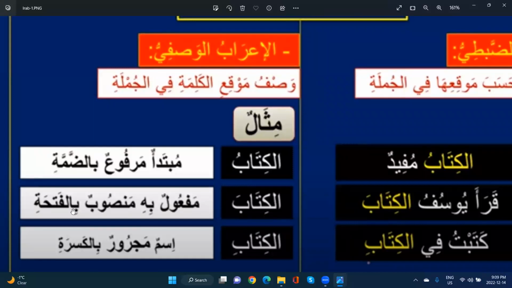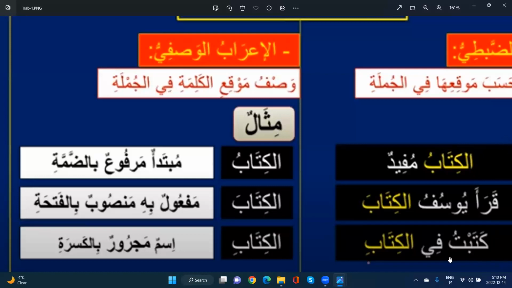Okay. Now don't say this all the time, because it's only marfu' with dhamma because it's singular. When we deal with dual, and with jama' salim mudhakkar, jama' salim mu'annath, and jama' mukassar, these definitions will change. We will go through those examples as well. But so far you can see what is happening here.